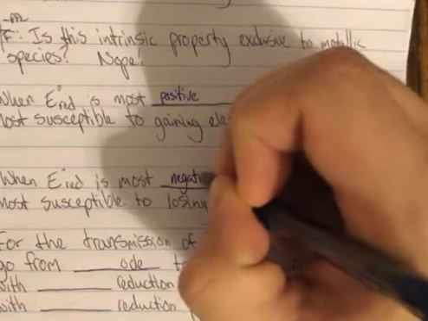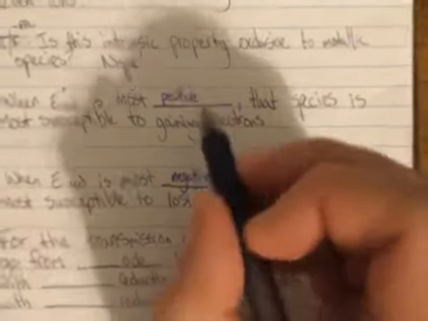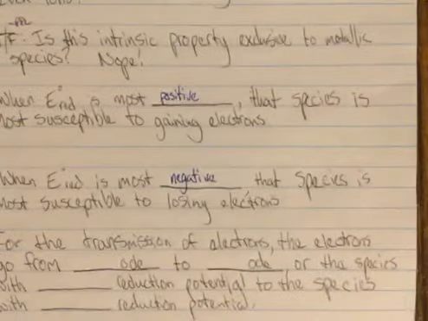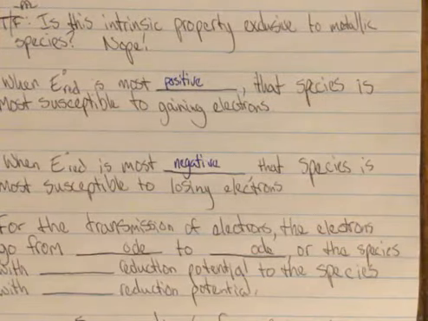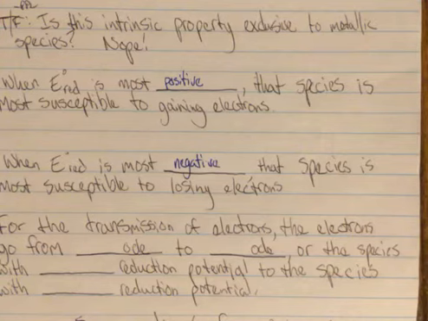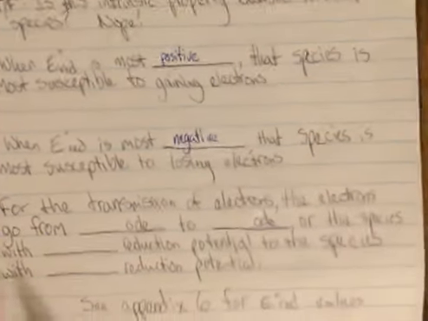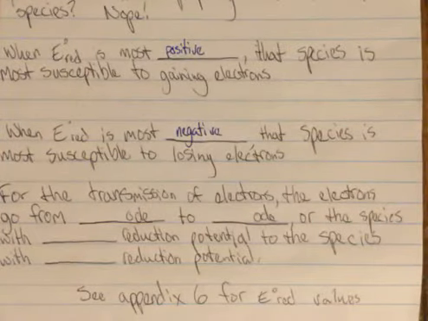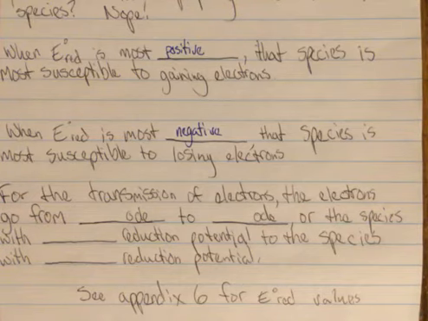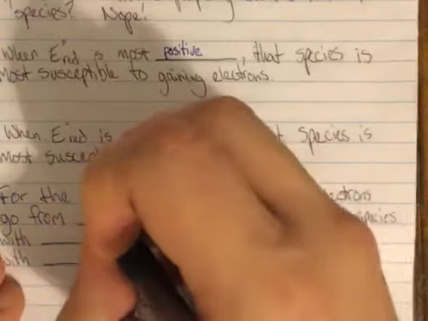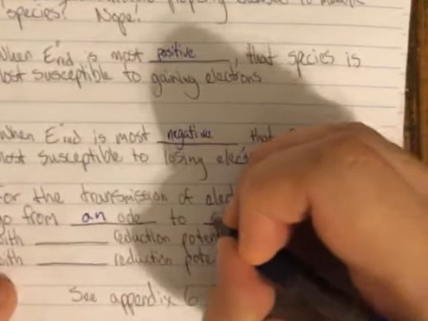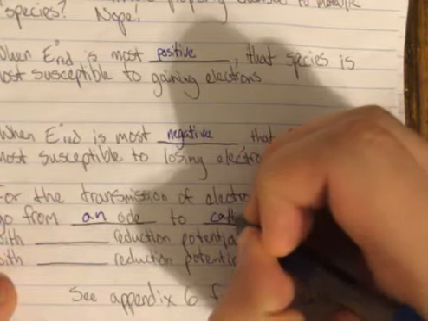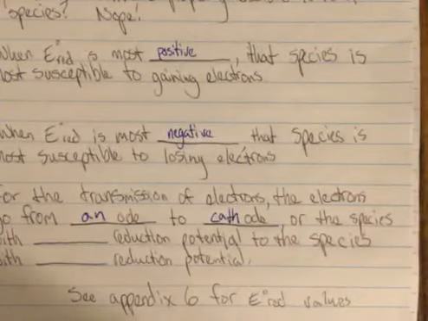You'll see that pretty much the division between positive and negative is going to be the hydrogen electrode. So there are two different types of electrodes, which we'll get into right now. For the transmission of electrons, electrons go from anode to cathode. So you can think of it like a catheter.